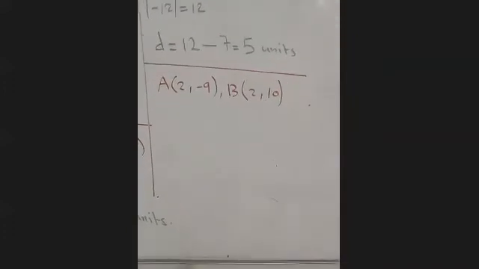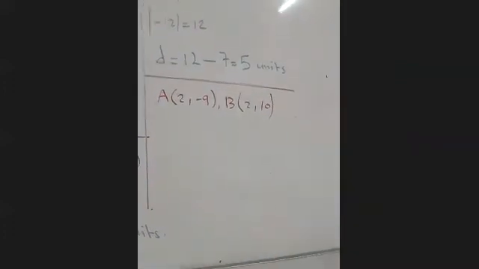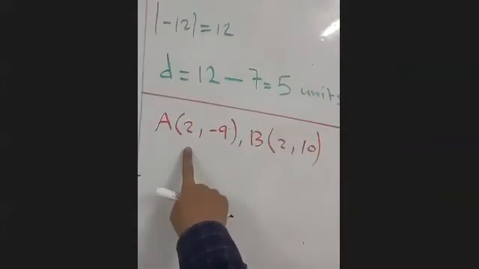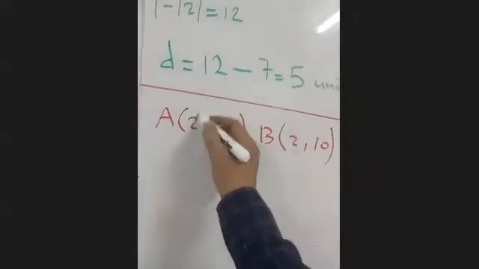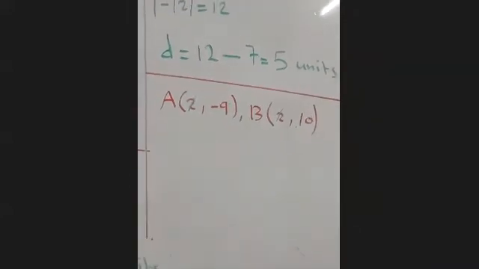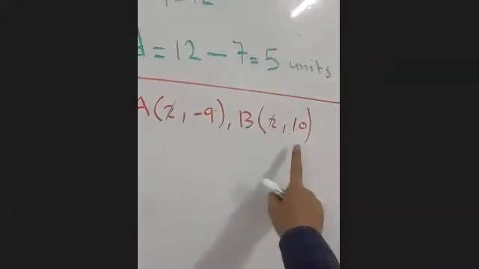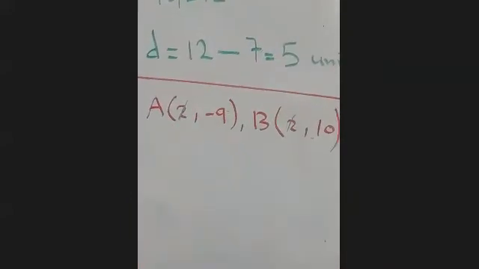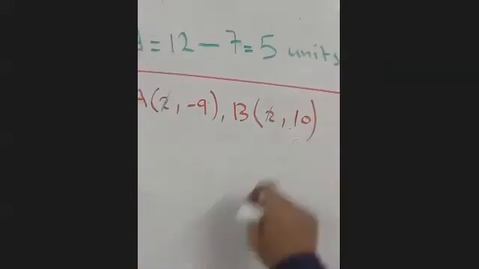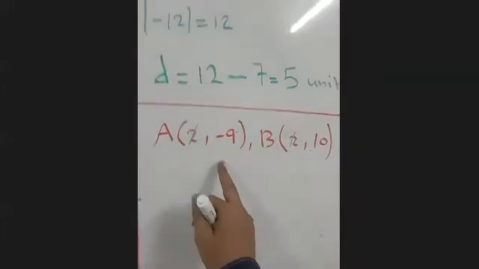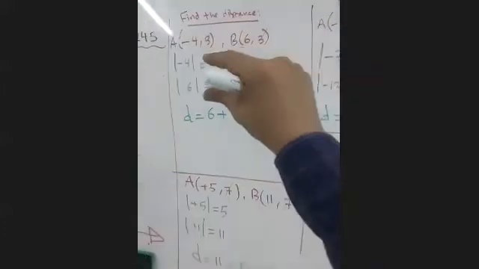We will find the distance between these 2 points. Now here we have 2 and 2. Ignore them. Work on -9 and 10. Now, find the absolute value, the first step. The absolute value, always, of the different numbers.